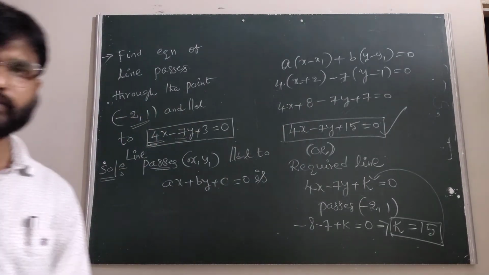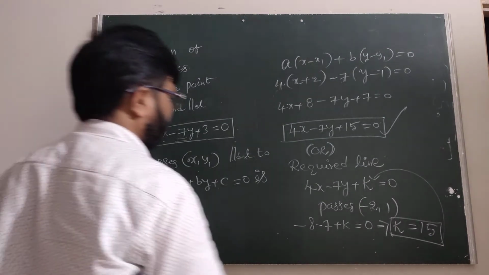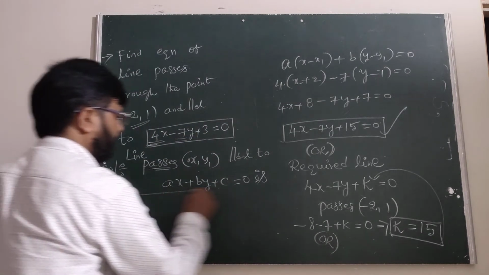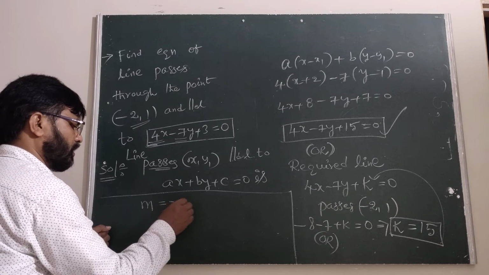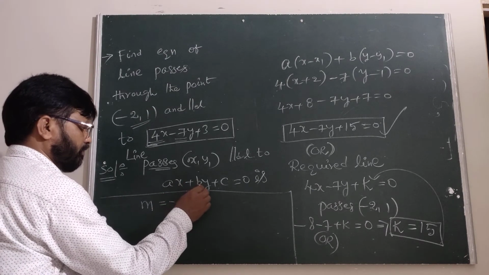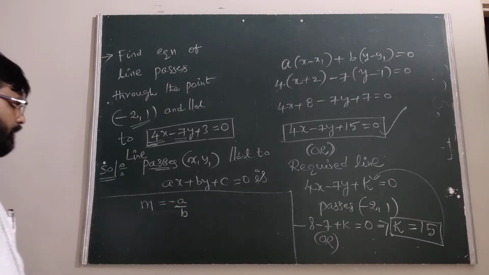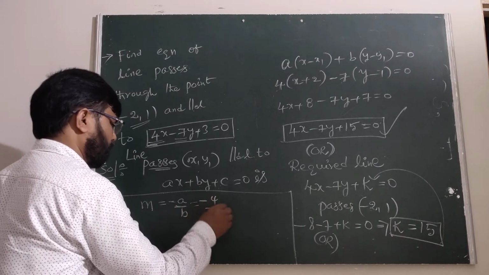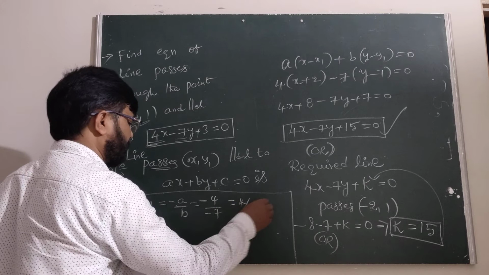This is one more method, and another method is also there. We have to know how to find the slope of the line. The slope of ax + by + c = 0 is −a/b. Here a is 4, so −4 by b, which is −7. This gives 4/7 as the slope.